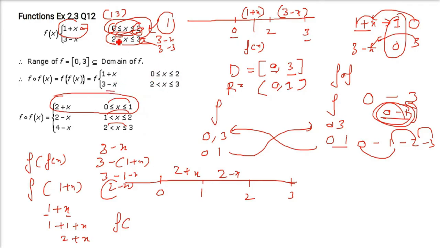So now this is 2 to 3. So 0 to 1 is 1 plus x inside 1 plus x. 1 to 2 it is 1 plus x inside 3 minus x. And what is the third one? 2 to 3. Since we have 3 minus x, because 2 to 3 is giving you 3 minus x. So 3 minus x, and in place of this you have to put 1 plus x, because for 2 to 3 it is already 3 minus x.